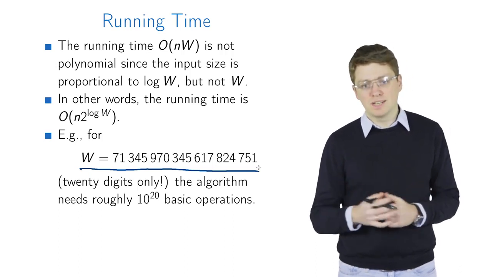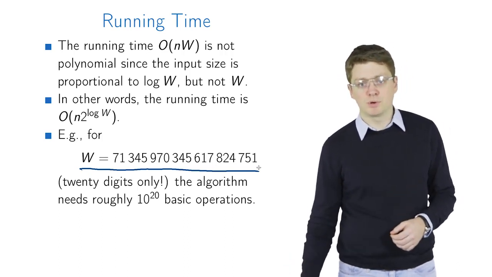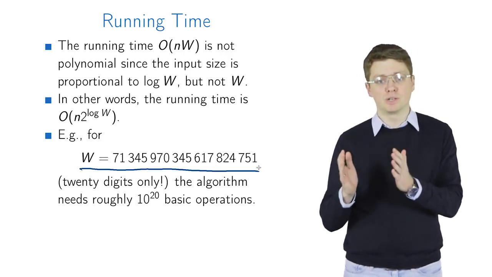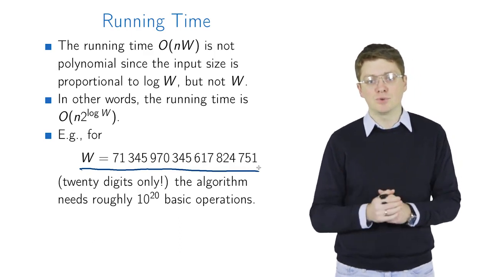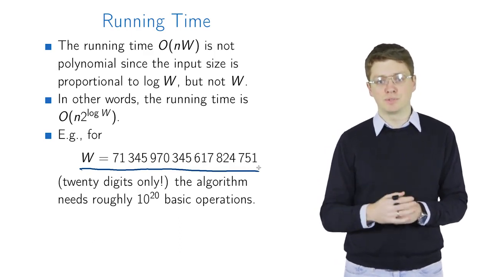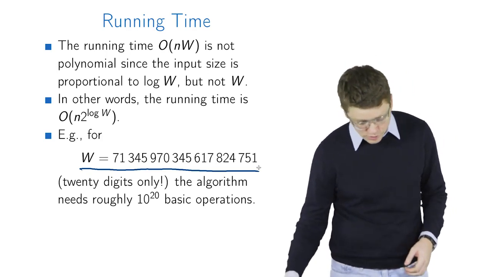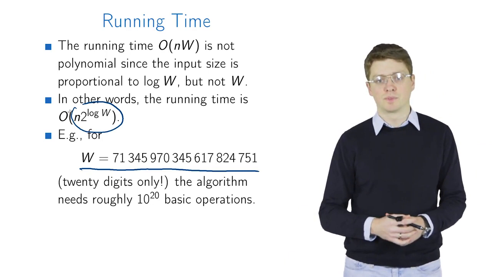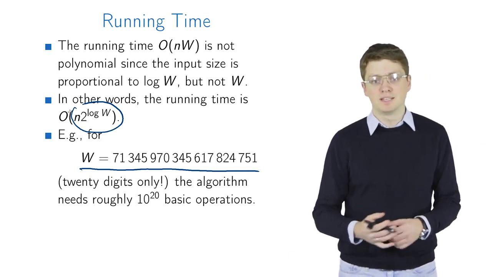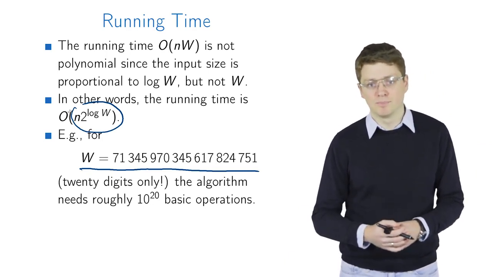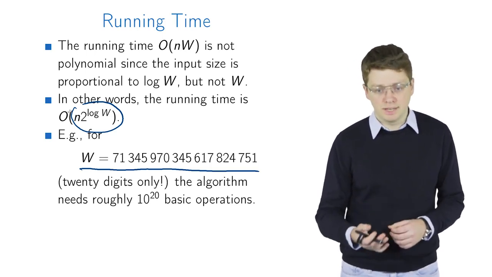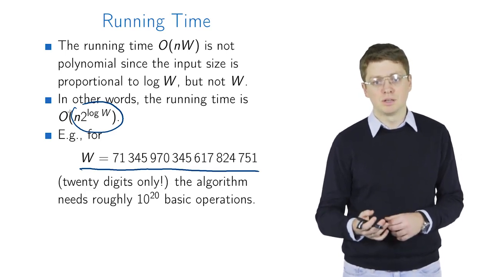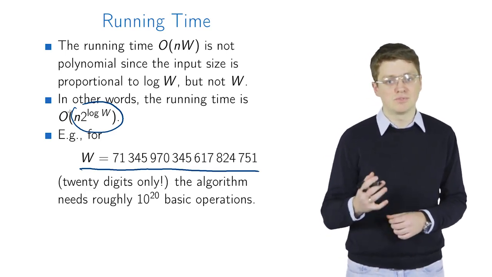So in the case of the knapsack problem, our input size is proportional not to n plus W, but to n plus log W. If you represent the running time in terms of n and log W, then you get the following expression: n multiplied by 2 to the log W, which means that our algorithm is in fact an exponential time algorithm. Put otherwise, it can only process inputs where W is not large, roughly less than 1 billion, for example.